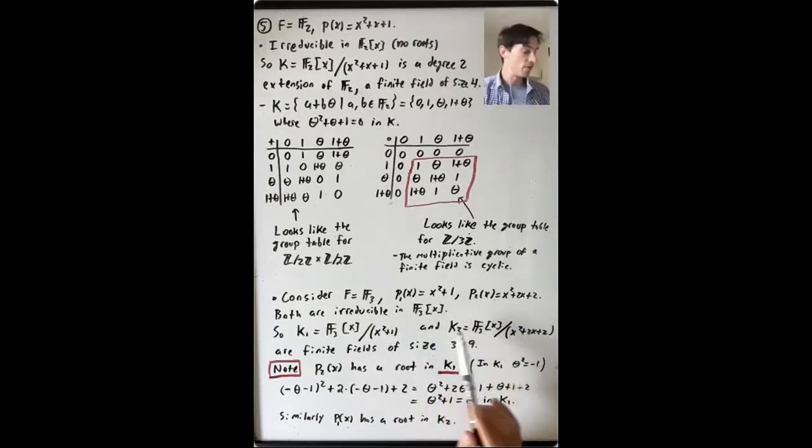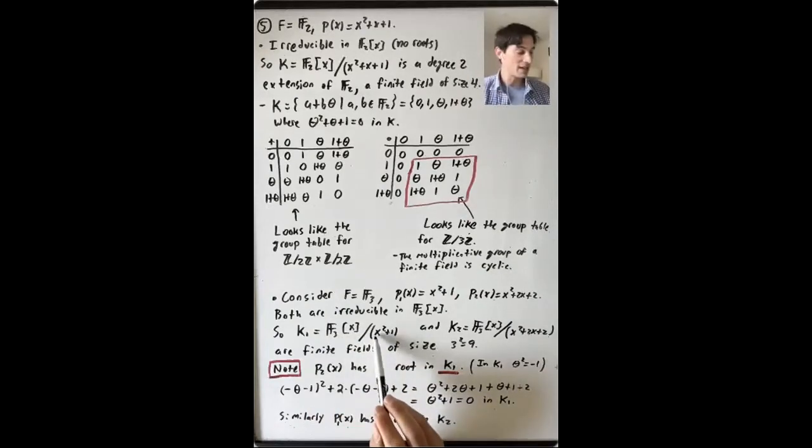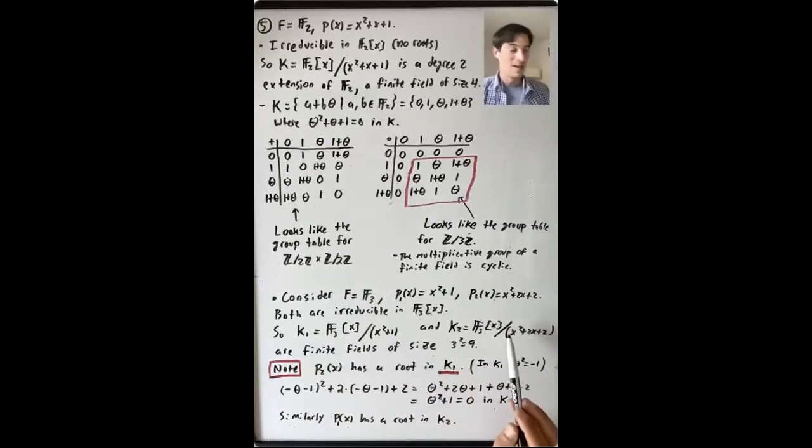each one of these is a finite field of order 9, because each one is a field that is a vector space of dimension 2 over F3. So what do we know about K1? It's an extension of F3 of degree 2 in which x squared plus 1 has a root. And what do we know about K2?